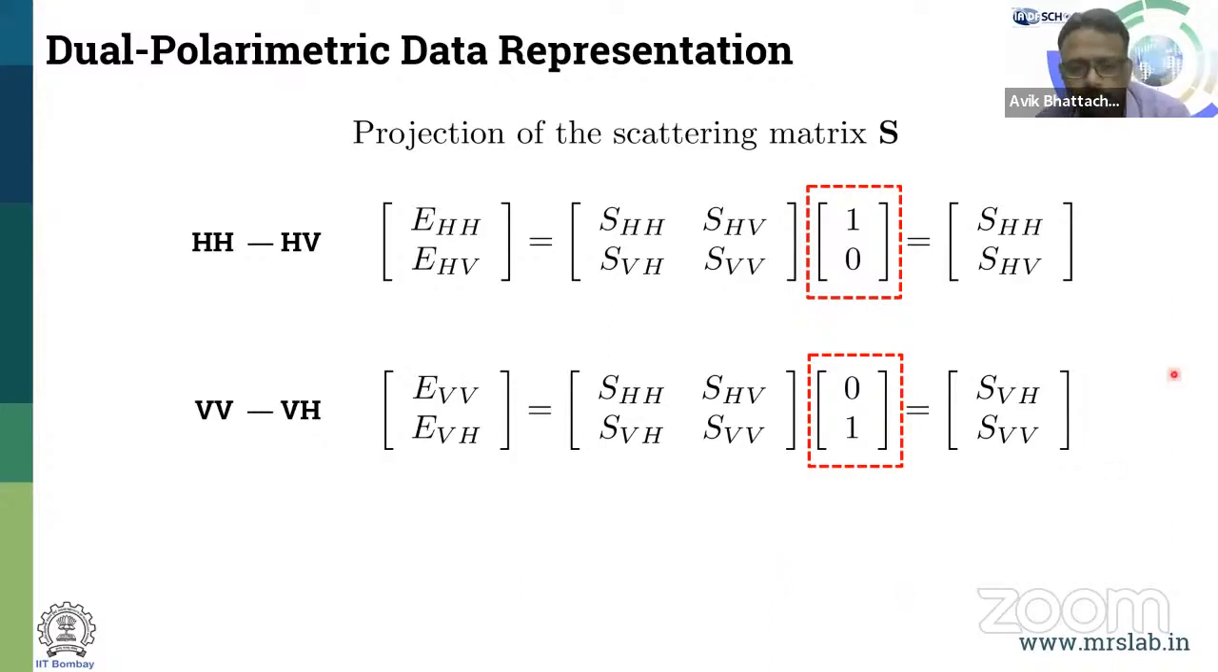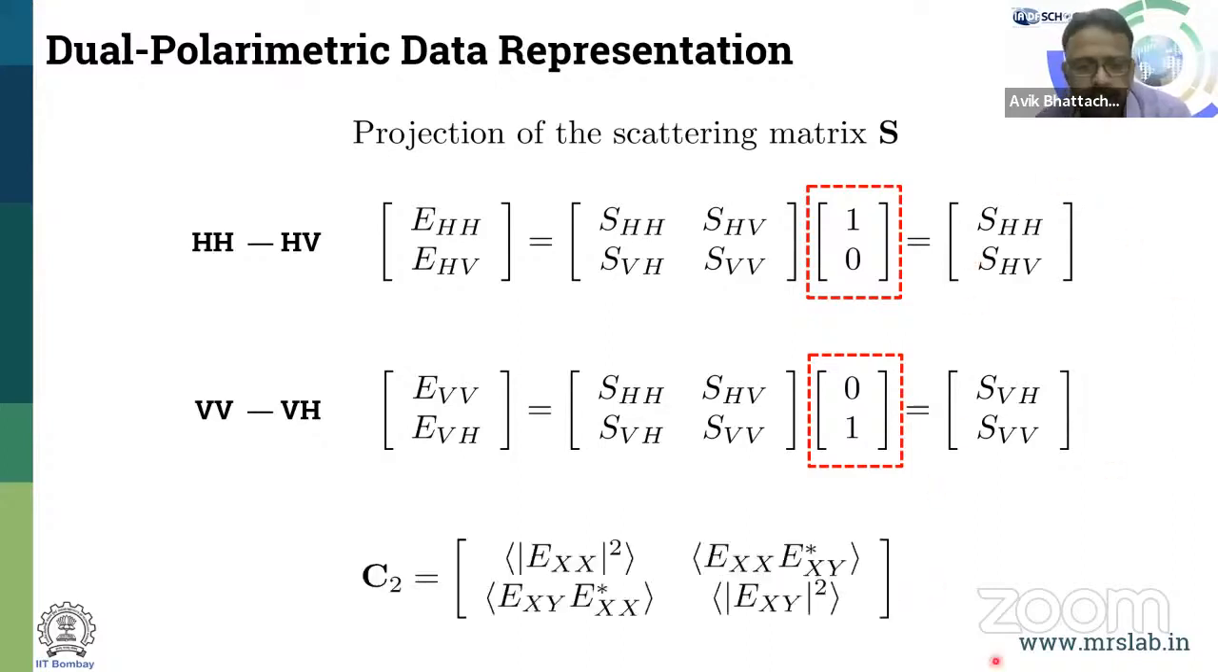But again, from this I can form the covariance structure. In this case, unlike the 3x3 complex matrix of the full polarimetric data, for the dual pole case we can form a 2x2 complex matrix, in which the diagonals are the intensities of the co and the cross, and the off diagonal tells you about the correlation between the co and the cross. So this is the representation of dual polarimetric SAR data.